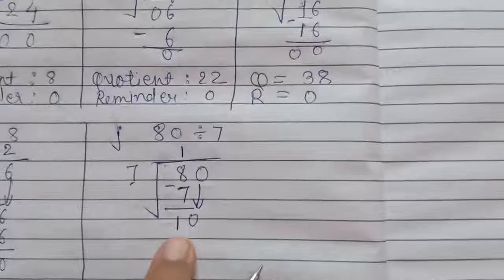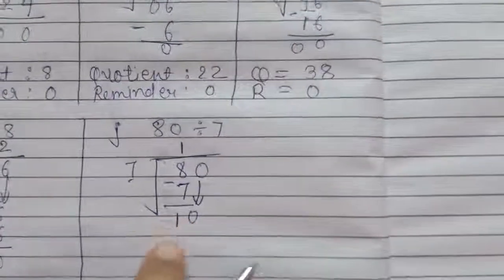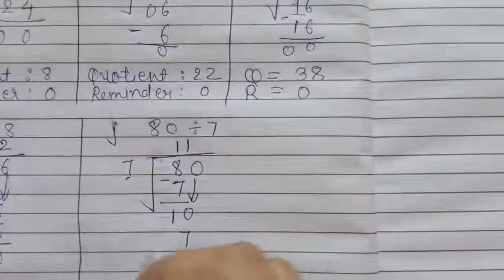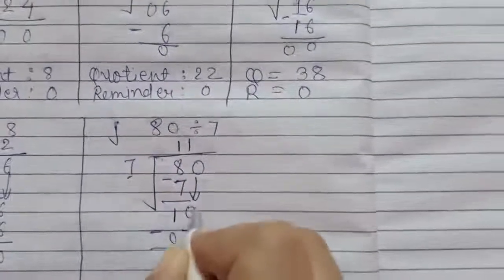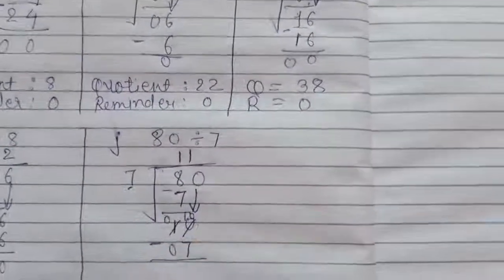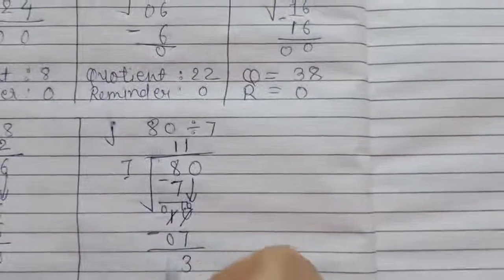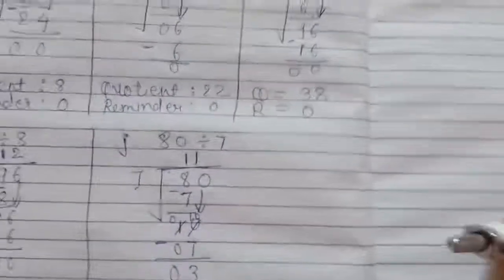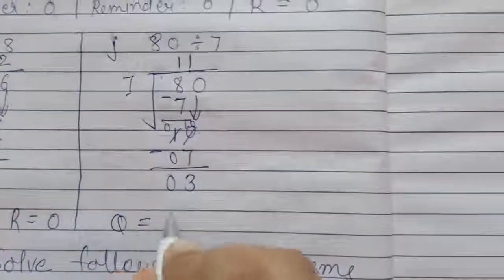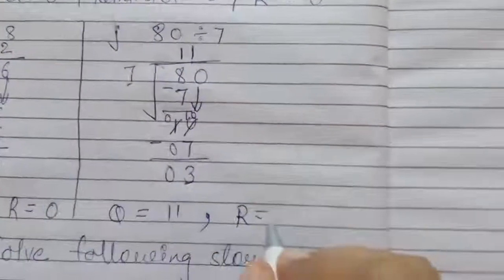Here is 10. 7 1s are 7, 7 2s are 14. 14 is larger than the 10. So we have to again take 7 1s are 7. So 0 minus 7. For that we have to borrow from the previous one. 10 minus 7, 3. 0 minus 0, 0. So what is the quotient for it? Quotient is 11 and remainder is 3.